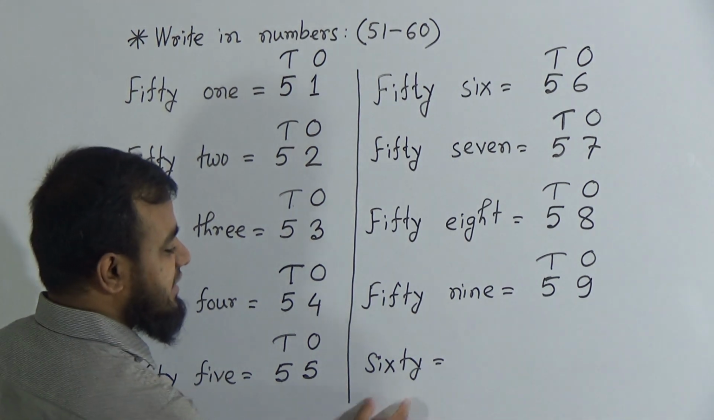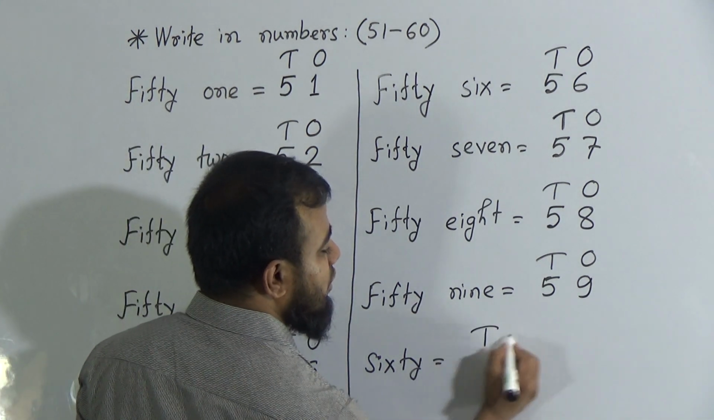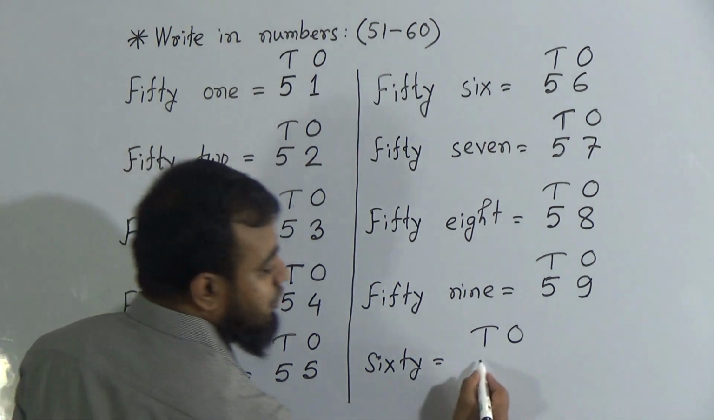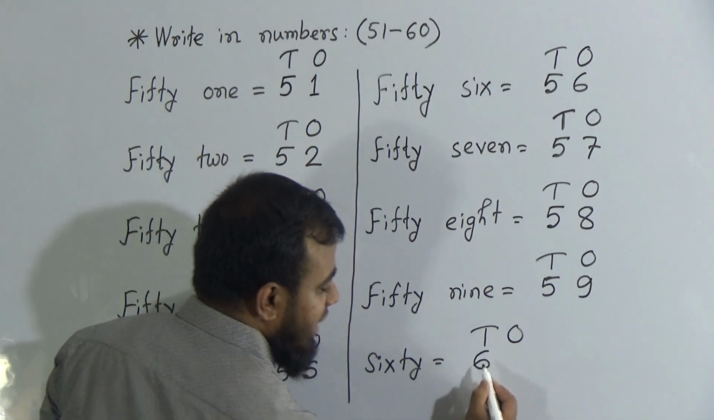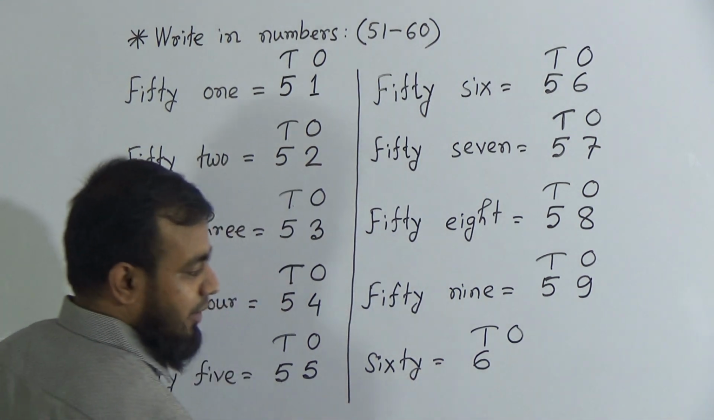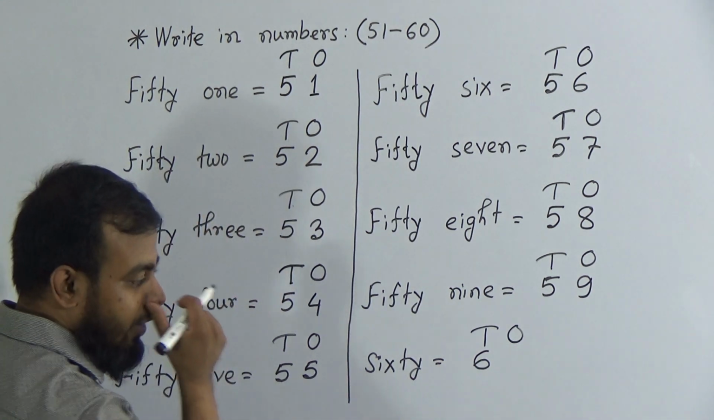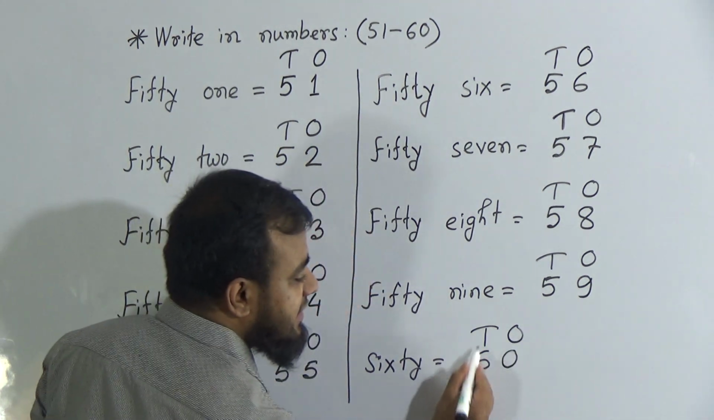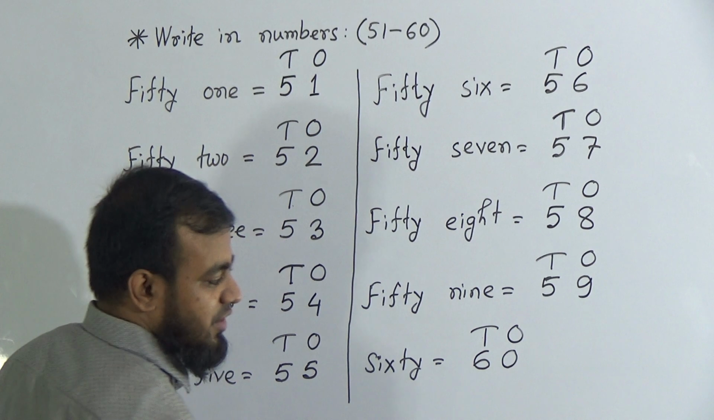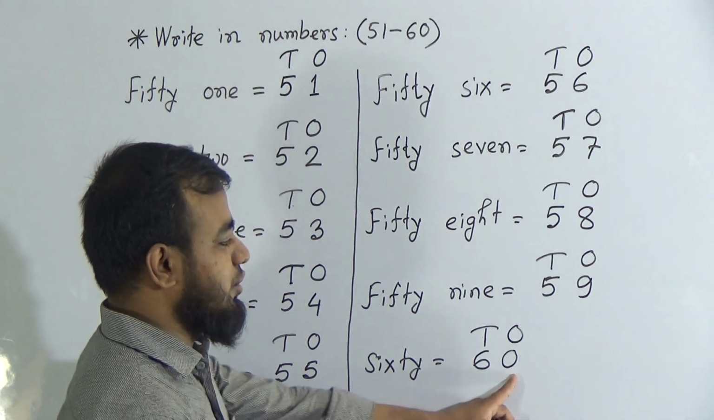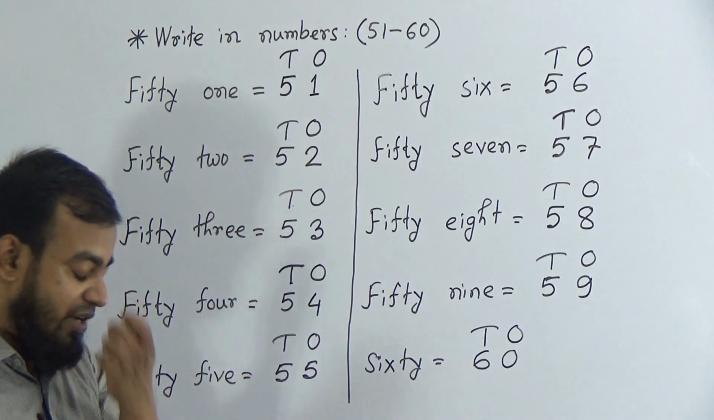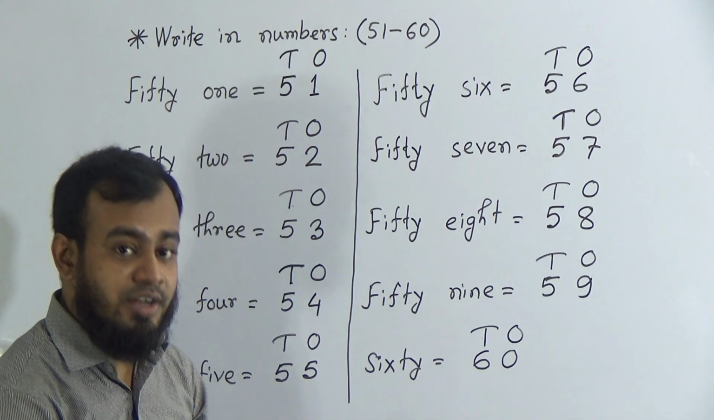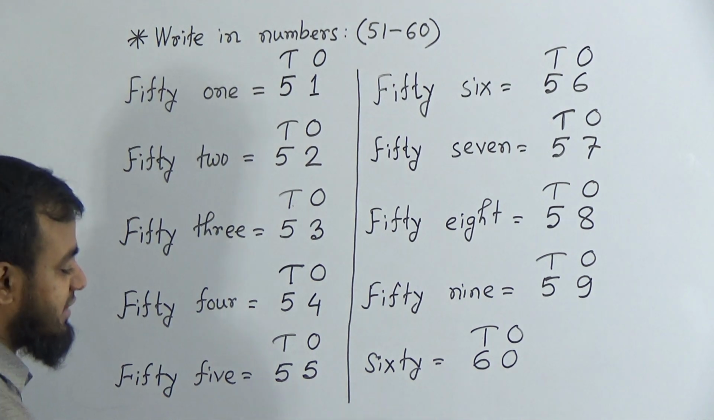Our last number is 60. To write down 60, we should point out the place value. We should write 6 in the tens place, and after 60 there is no number. That means we should fill up the ones place with the digit 0. So we can say 6 tens and 0 ones makes the number 60, or you can say 6 and 0 makes the number 60.